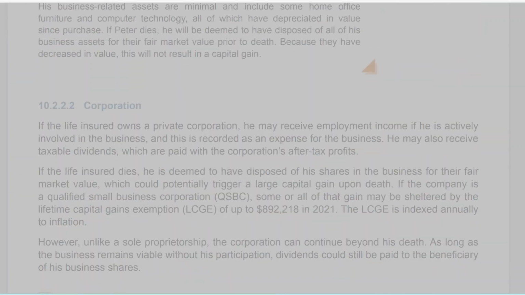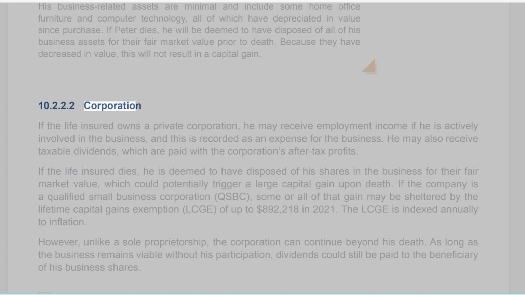His business-related assets are minimal and include some home office furniture and computer technology, all of which have depreciated in value since purchase. If Peter dies, he will be deemed to have disposed of all of his business assets for their fair market value prior to death. Because they have decreased in value, this will not result in a capital gain.